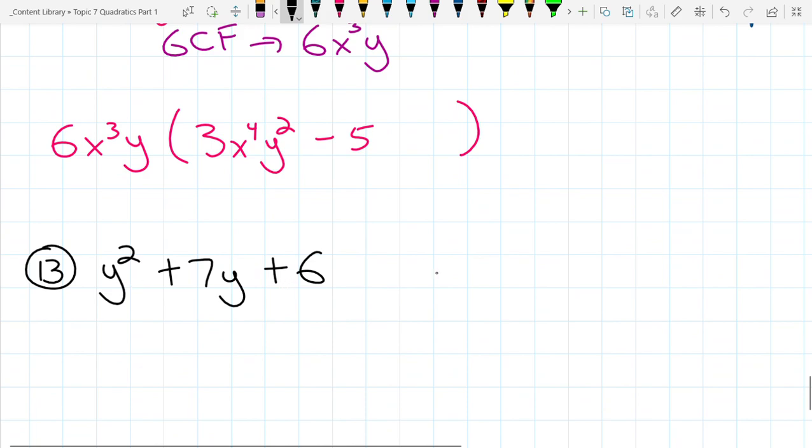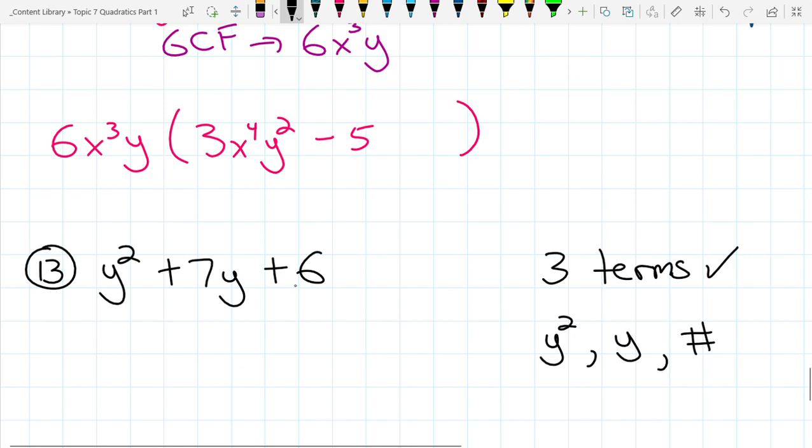So then the next one in our checklist was the diamond. And a diamond has to have 3 terms. So far, so good. We have 3 separate terms. And it has to be a variable squared, then a variable, and then just a number. And that's what we have, a variable squared, a variable, and then just a number. The way these work is the answer will always be 2 sets of parentheses with a binomial.